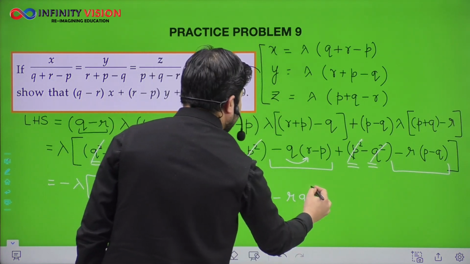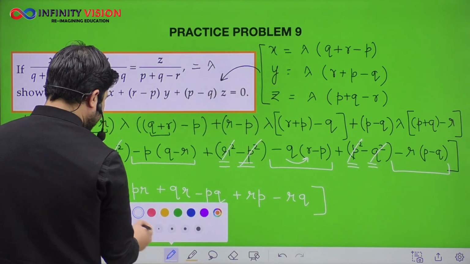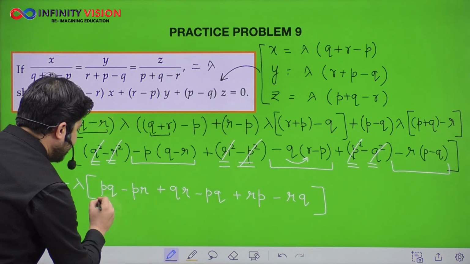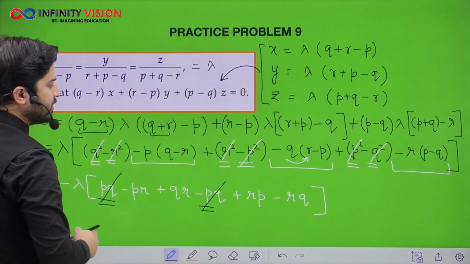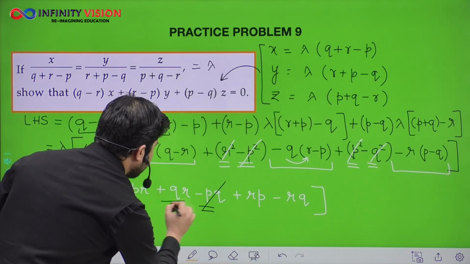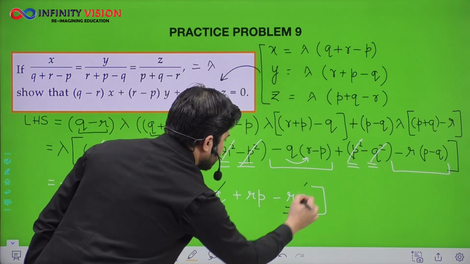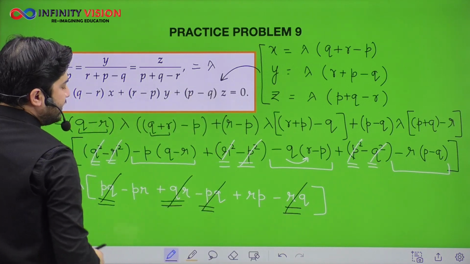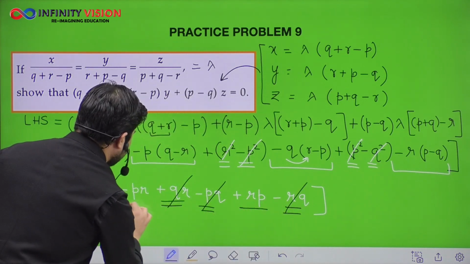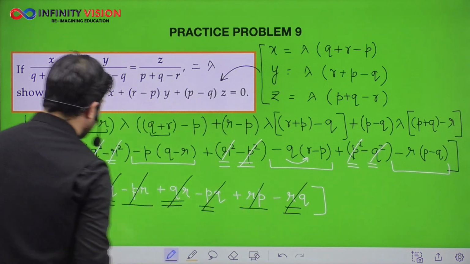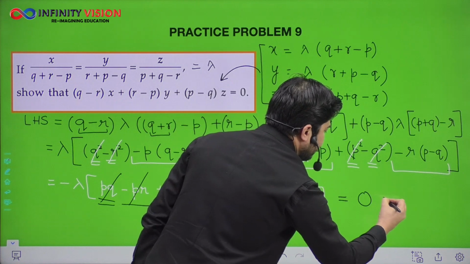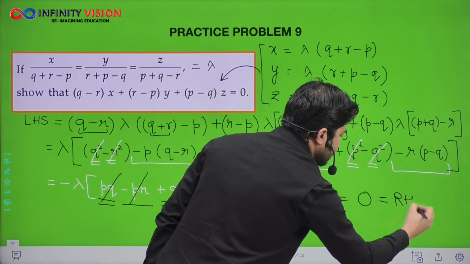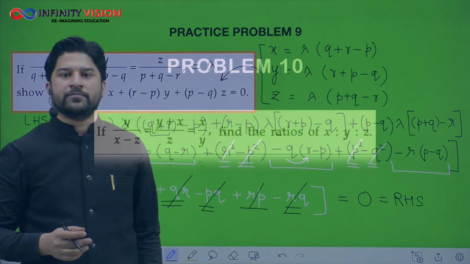Now let's see what we have here. We have PQ and then minus PQ. These will cancel each other out. I have QR and then minus RQ, so this will also cancel each other out. And then I have RP and minus PR. This will cancel each other out. So you got minus lambda into 0, which is nothing but equal to 0, and which is your right hand side. So this is how we solve this problem.